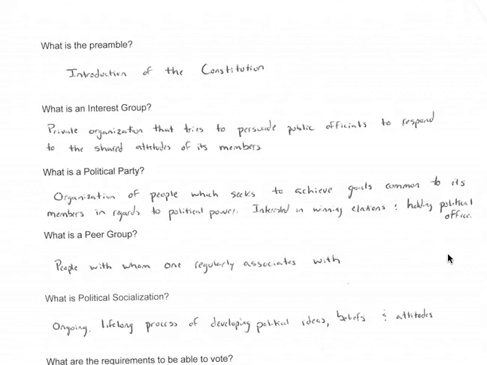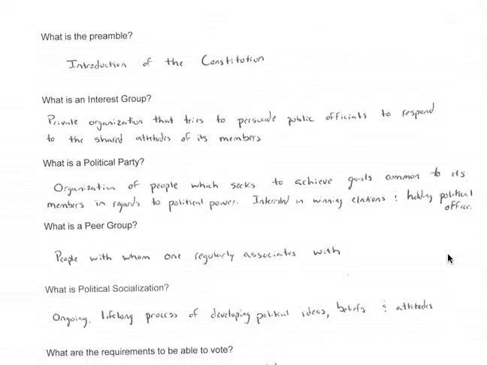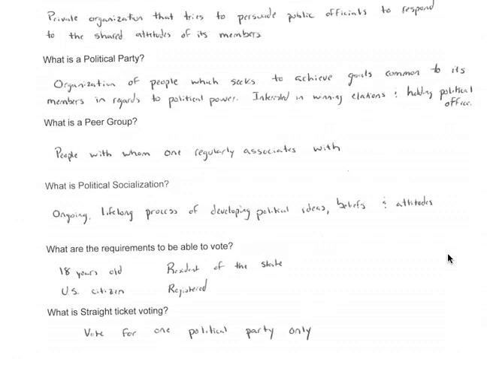An interest group is an organization trying to persuade individuals. They usually have one issue that they're concerned with. All the members are concerned with that issue, and they share those attitudes. That's different than a political party, because a political party is trying to achieve goals common to its members in regards to actually having power, so their goal is to win elections and hold political offices. A peer group is people with whom one regularly associates.